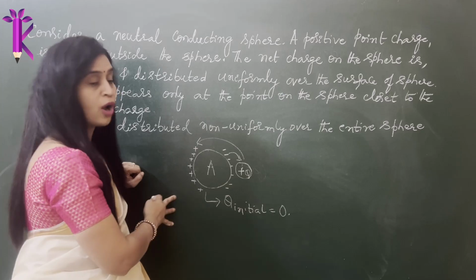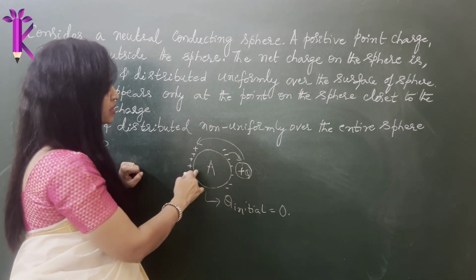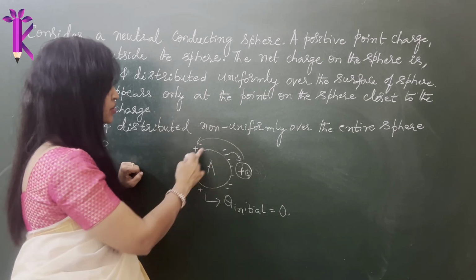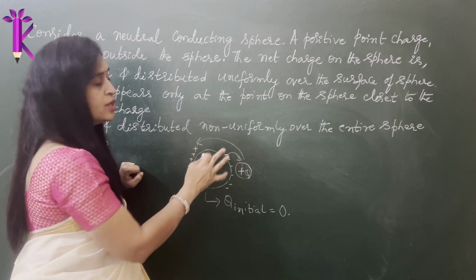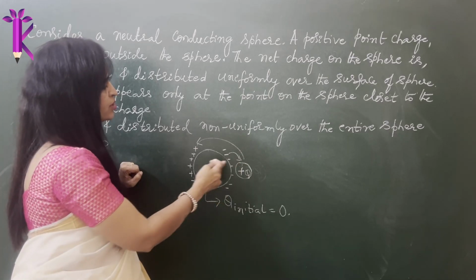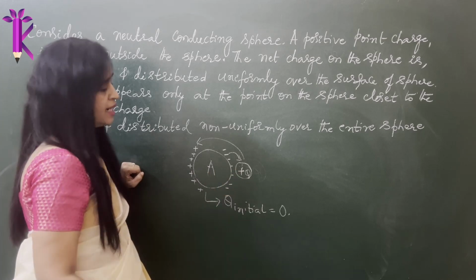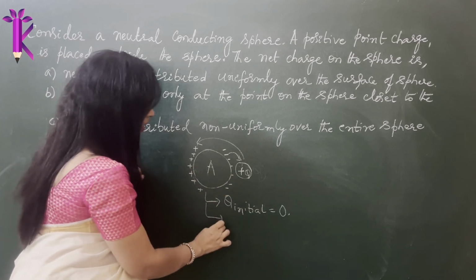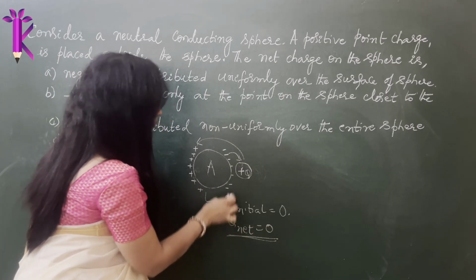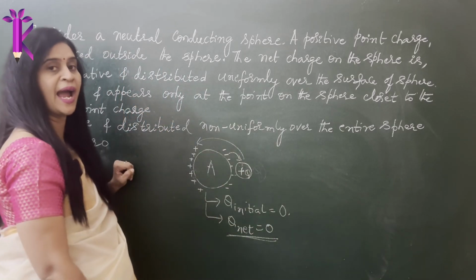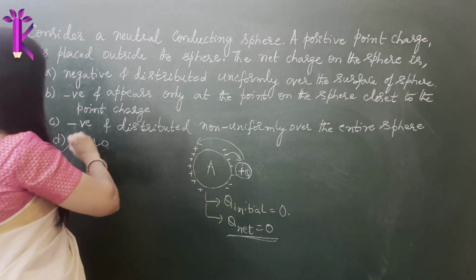Or there is no non-uniform distribution. It is only the charge rearranged. Redistribution of charges happens on the surface of the sphere due to repulsive forces, as like charges repel and unlike charges attract. But the total net charge, even after bringing the positive charge, still remains zero, because it has equal numbers of positive and negative charges redistributed in a different way. So the answer is D.